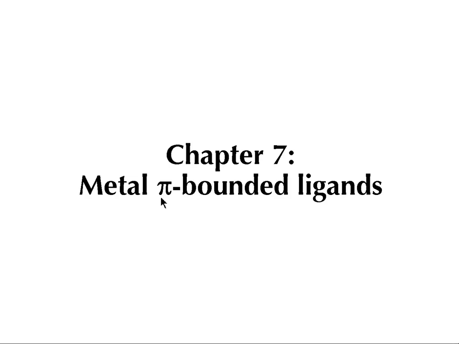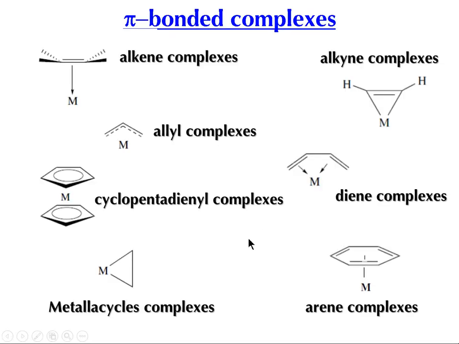Chapter 7, Metal Pi Bonded Ligands. In the previous chapters, we studied the sigma donor ligands, for example, carbonyl to metal, phosphine to metal, and hydrides to metal. In this chapter, we will study the pi-bonded ligands to form alkene, alkyne, allyl, cyclopentadienyl, diene, metallocycles, and arene complexes.